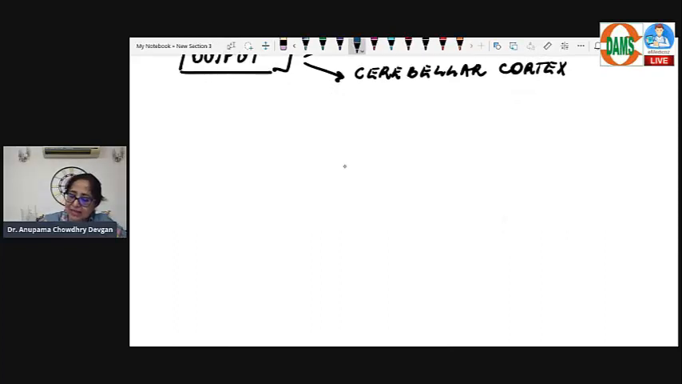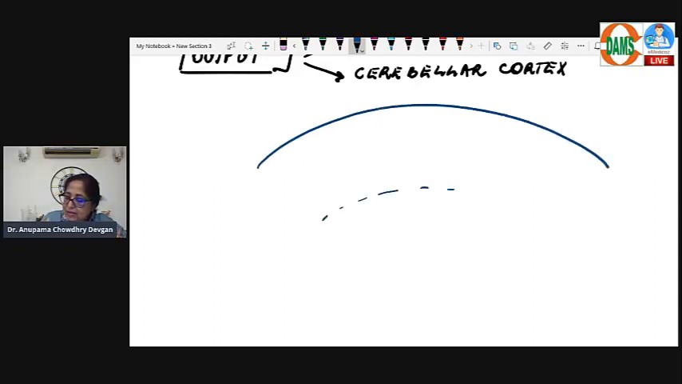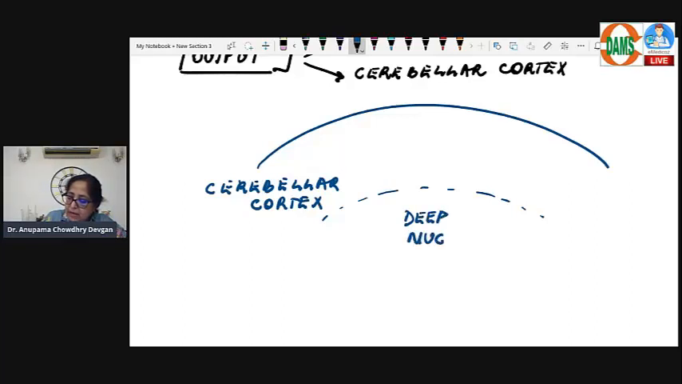Now, when I look at the cerebellum, there is an outer cerebellar cortex, right? And you have the deep nuclei. Deep nuclei means they lie deep to the cortex. So there is an outer cerebellar cortex, and you have the deep nuclei.